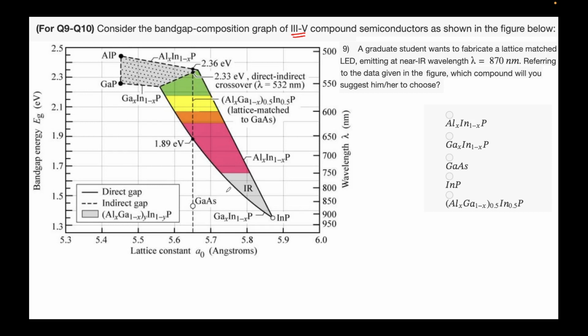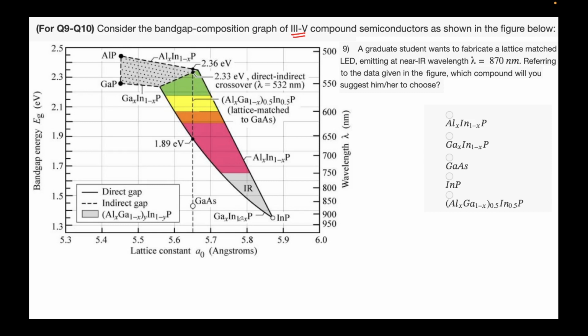And the other lines that you see, for instance, Ga_x In_(1-x), this means that what we are doing here is an alloy where if gallium is, let's say, x percentage, then indium will be 100 minus x percentage, or 1 minus x. Gallium is x, where x is less than 1.